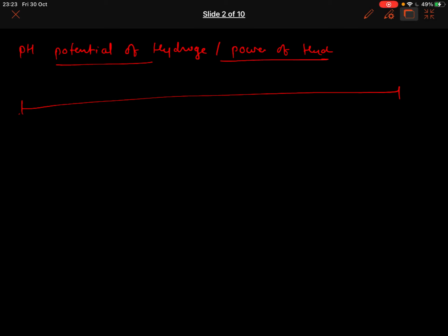Fine. So pH is nothing but what we call the potential of hydrogen, or you can also call it the power of hydrogen. There is a pH scale. It ranges from 0 to 14. There is a midway point at 7. If the pH of a substance is above 7, we call it a base. If it is below 7, we call it an acid.